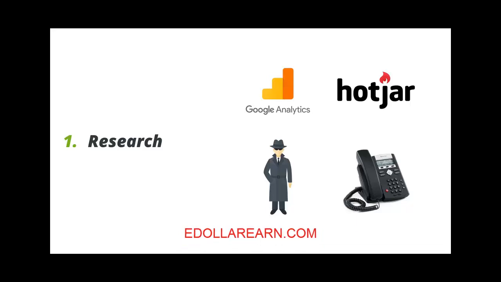Hotjar is a qualitative analytics and feedback tool. What this means is that while Google Analytics gives you the numbers or the information on what happened, Hotjar gives you the why. For example, Google Analytics might tell you that 80% of visitors bounced after landing on your landing page without taking a subsequent action. That's fine, but it doesn't tell you why that happened. A tool like Hotjar can tell you why.